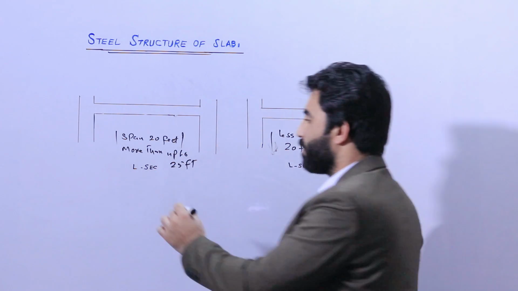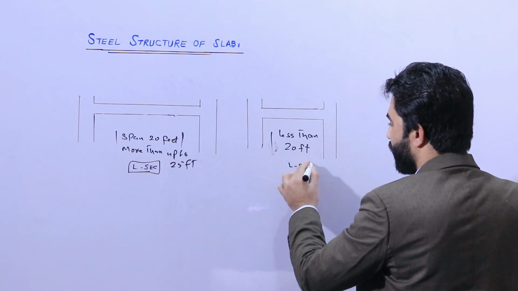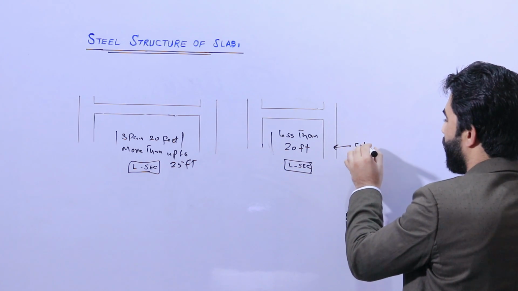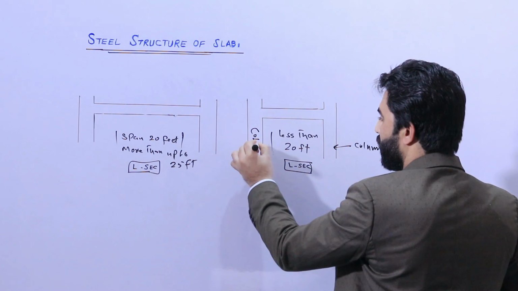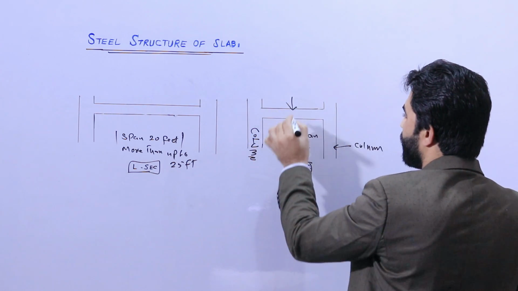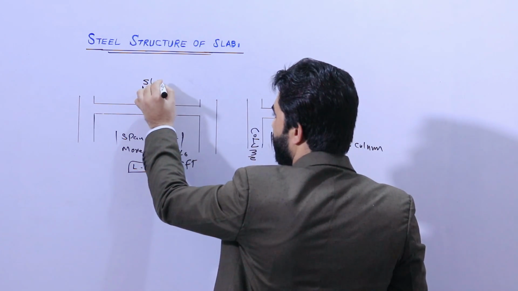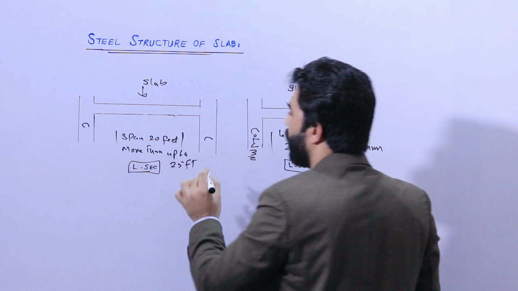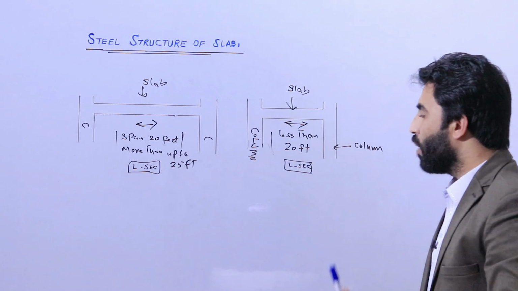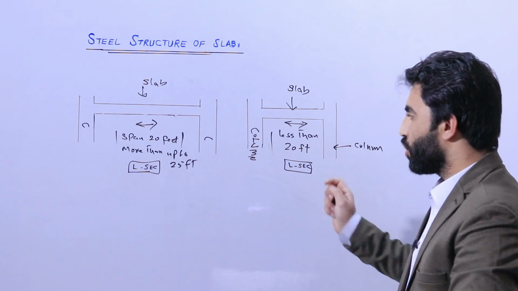Okay, so I add something more. This is a long section. This is also a long section. Guys, this is a column, this is the other column. And here you can see this is the slab. This is also a slab. Column and column, this is the span. This is also a span. Now let me guide you on the proper technical terms.